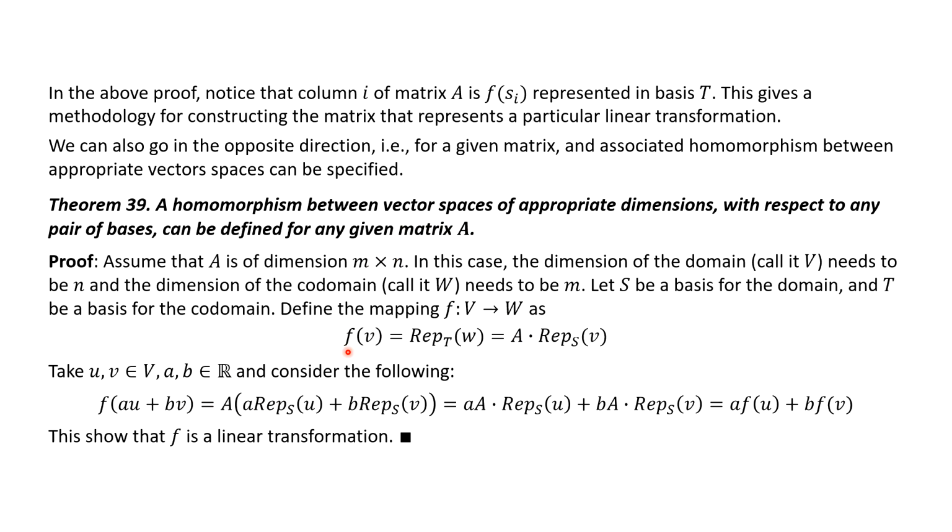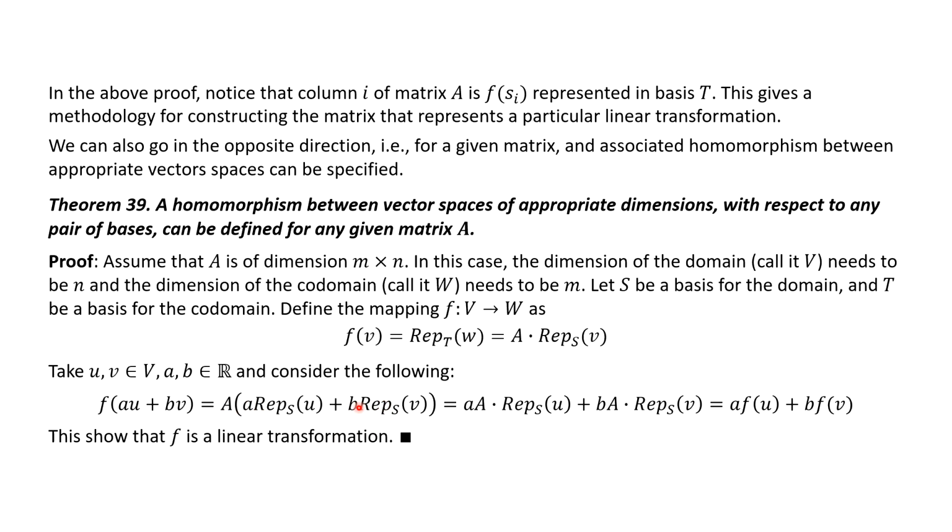So what we need to prove is that f is a homomorphism, that it has this linearity property. So we take u and v and two scalars in R. Then we evaluate f at that. And then we go to this matrix representation. So we just represent u in terms of S and v in terms of S.